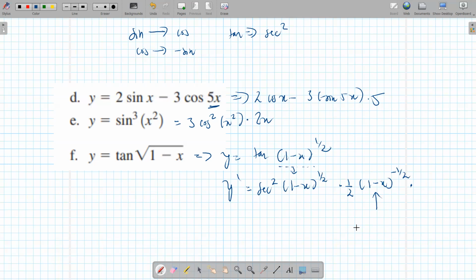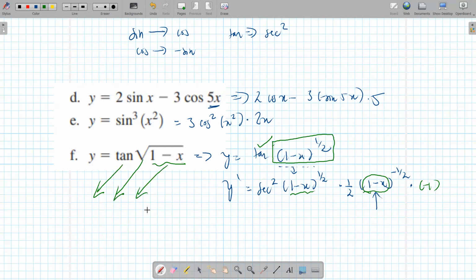Do you bring the negative 1 over 2 in the front, or? So we already dealt with tan. We dealt with the square root function, yeah? But we haven't dealt with just this bit, 1 minus x. This is a double chain rule question. You just multiply it by negative 1 at the end, which is the derivative of 1 minus x. So it's a double chain rule. So you first do tan, and then you do it for the square root, and then you do it for this guy. So there's multiple steps to this one.